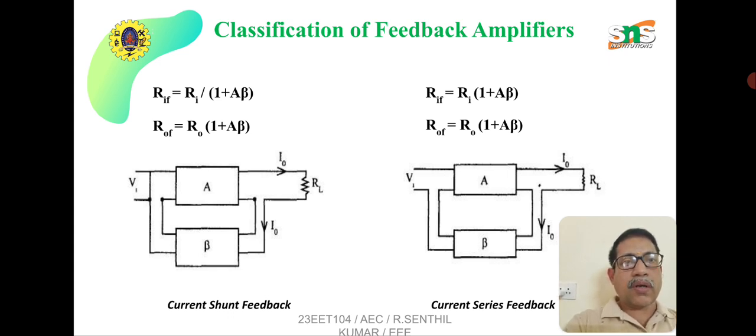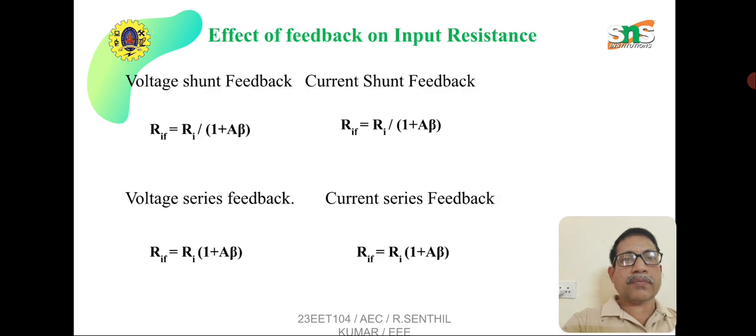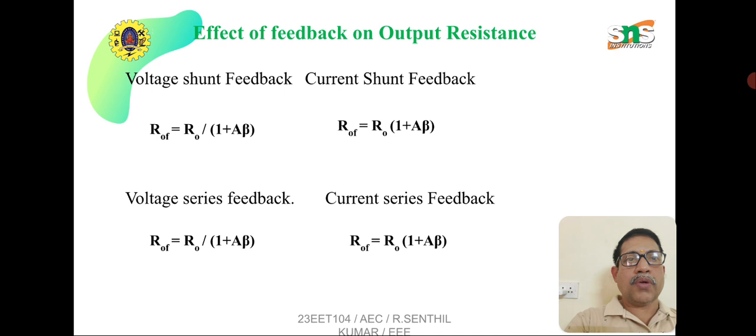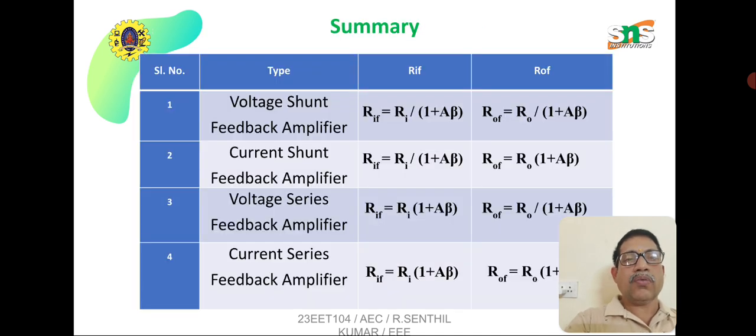From the four types, the expressions are given for the voltage shunt, the current shunt, the voltage series, and the current series. The effect on input resistance and output resistance is mentioned here, and this is the summary of all types in terms of resistance. If an AC signal is given, you have to replace R with Z, that is, input impedance and output impedance.